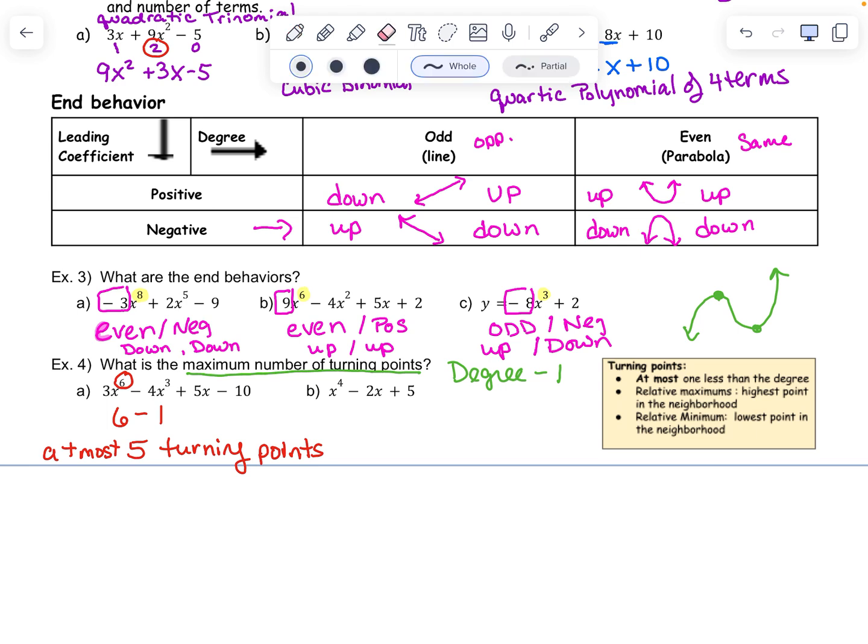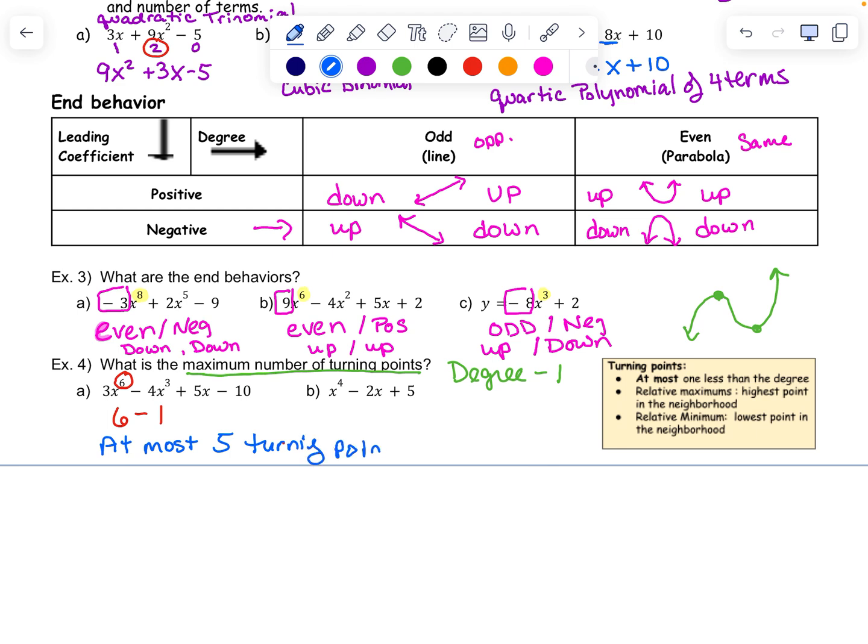And that's really messy. I'm just going to rewrite that because I really did not like the way I wrote that. So at most 5 turning points. Okay, the next one I'm going to look at has degree 4. So we would go 4 minus 1, and this one would have at most 3 turning points.